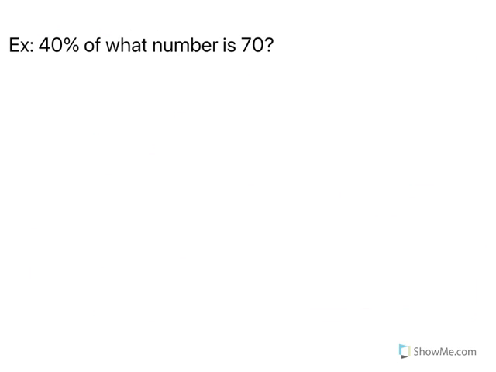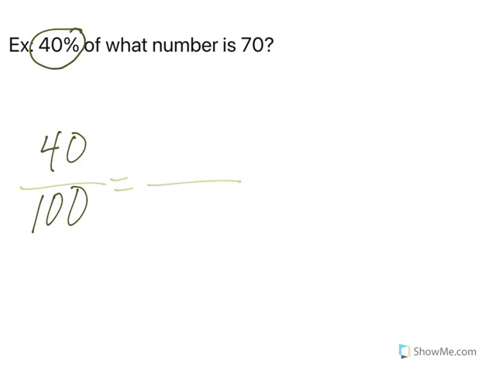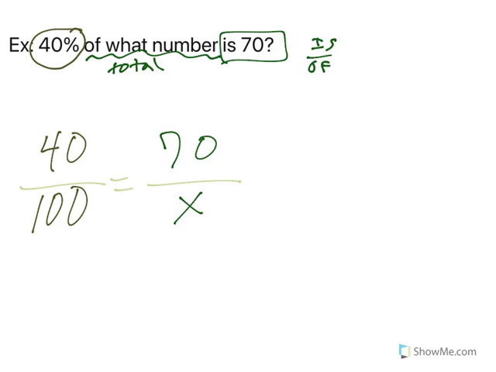And the last one, 40% of what number is 70? Again, let's think through. We've got our proportion. I always start with the percent. So I have 40 over 100. So 40% of what number? So of the total is 70. Remember, is over of. The more you say it, the more you'll remember. So 70 is on top, x in the denominator. And then we're ready to cross multiply.